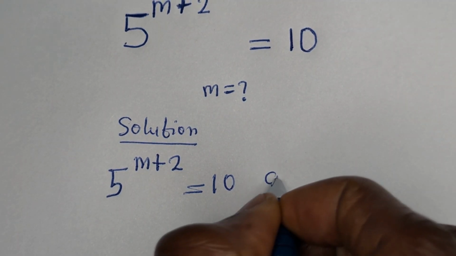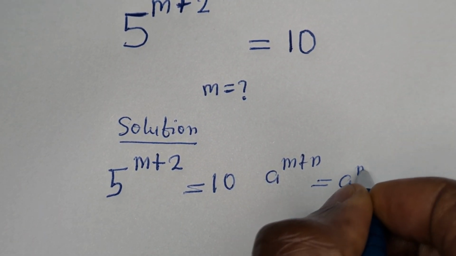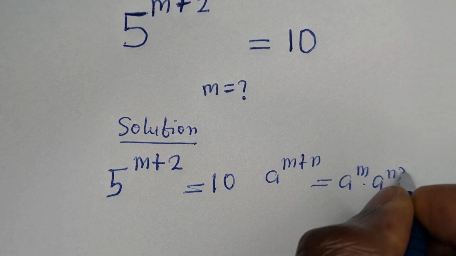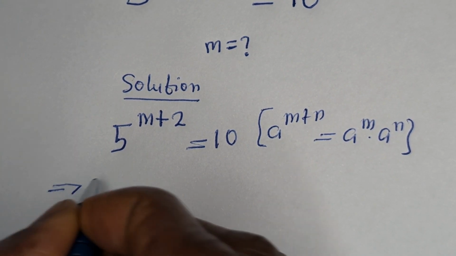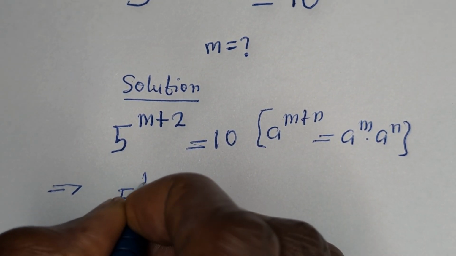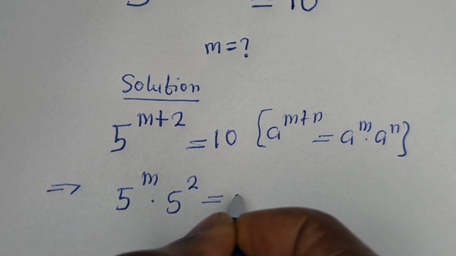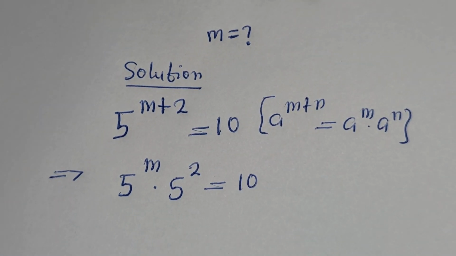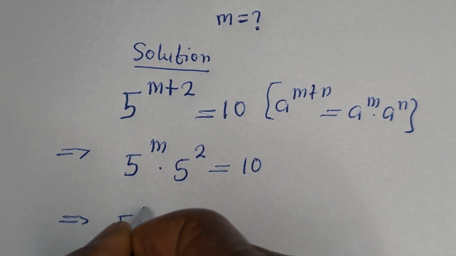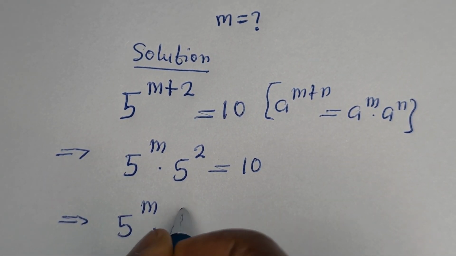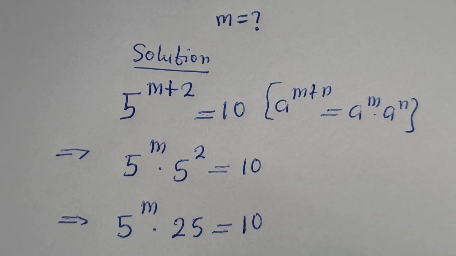If you have a raised to power m plus n, this is equal to a raised to power m multiplied by a raised to power n. Five raised to power m multiplied by 5 raised to power 2 is equal to 10. And this is 5 raised to power m multiplied by 5 raised to power 2, that is 25, is equal to 10.